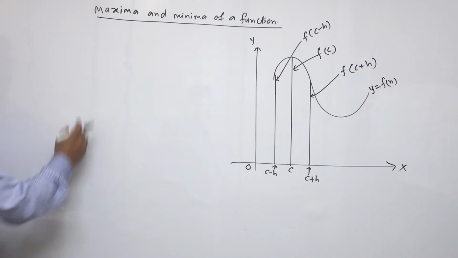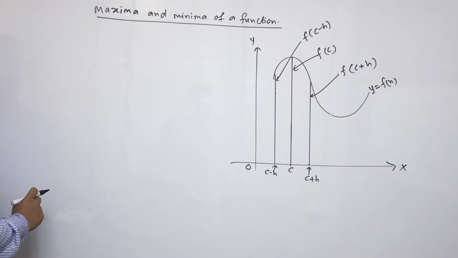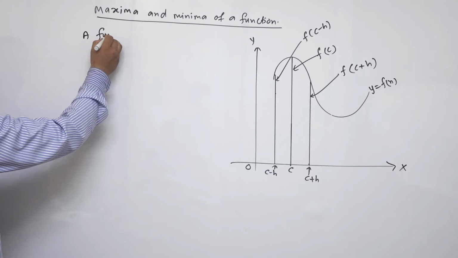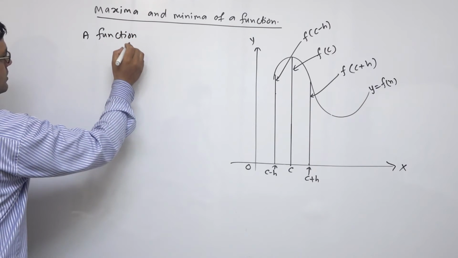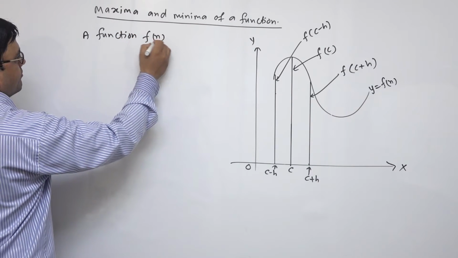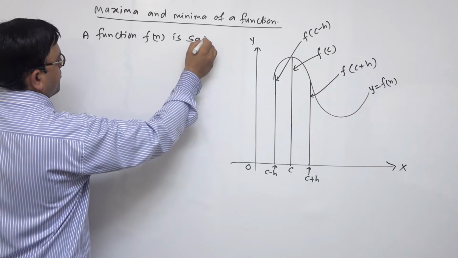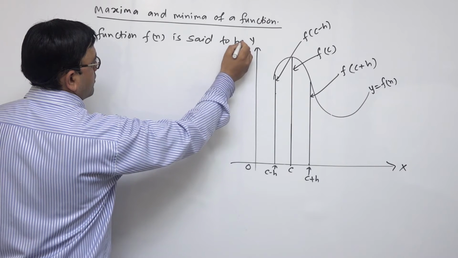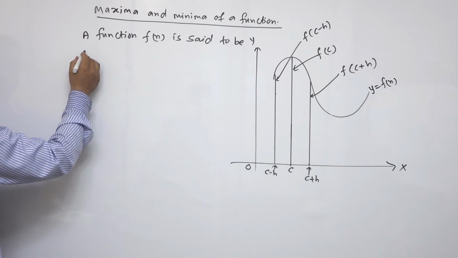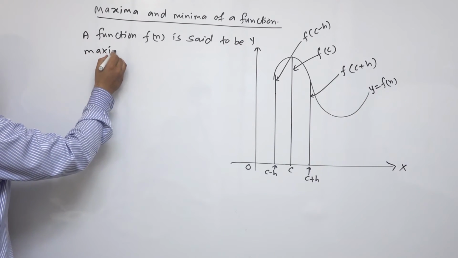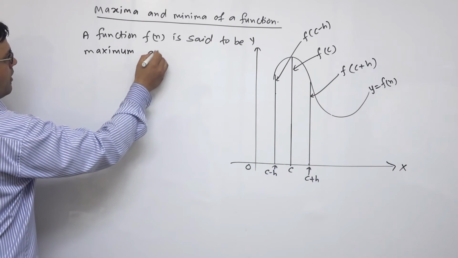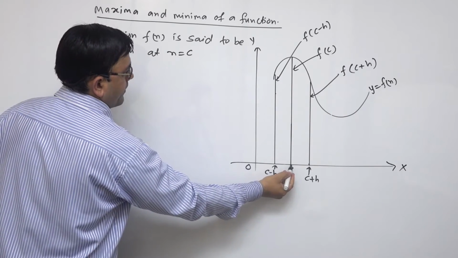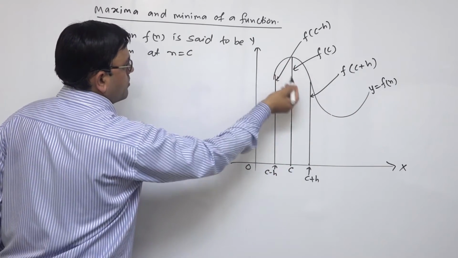So let's write the definition of maxima and minima of the function. A function f(x) is said to be maximum at x is equal to C. Here is C. So maximum at x is equal to C.